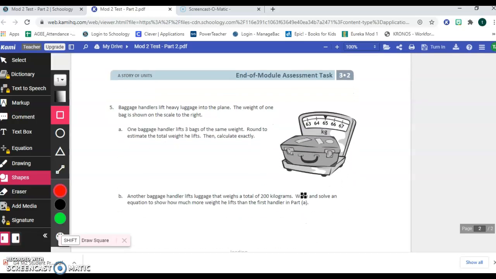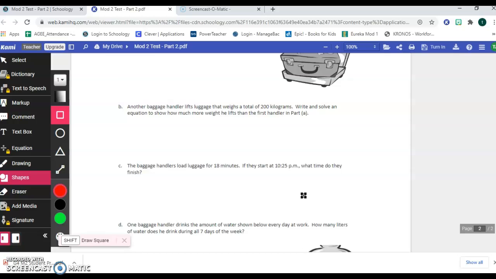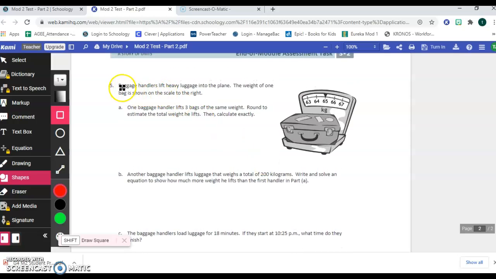Moving on to the last page of the assessment here, we've got number 5, A, B, C, and D. So they're all somewhat related to each other. I'll read it to you. Baggage handlers lift heavy luggage into the plane. The weight of one bag is shown on the scale to the right. So here's the bag, here's the scale. One baggage handler, this is just a person carrying luggage, lifts 3 bags of the same weight. Okay, so 3 of these.